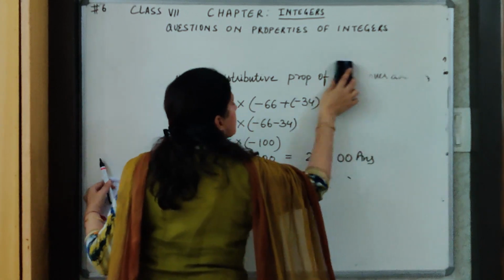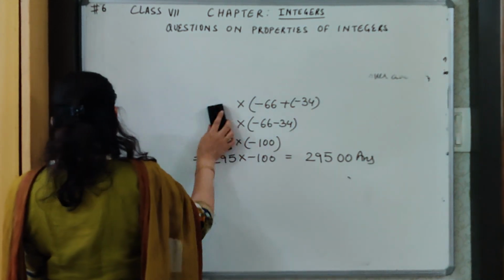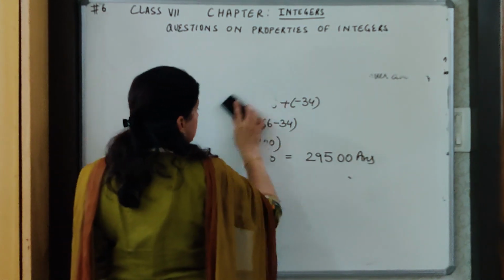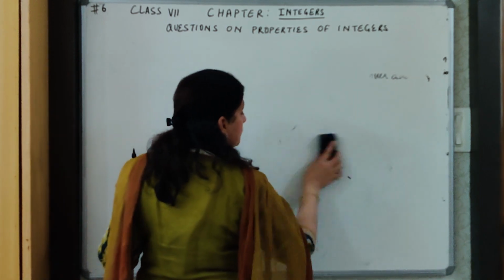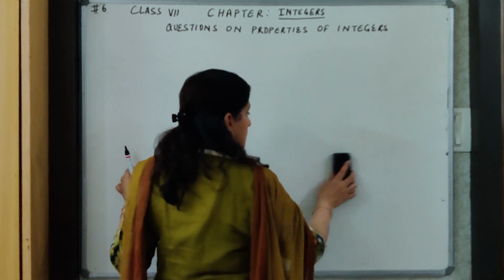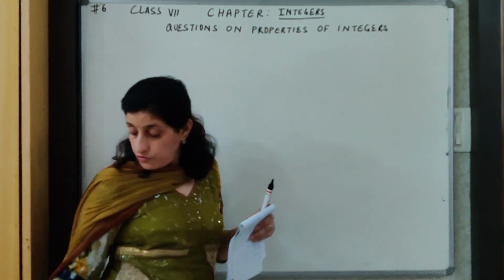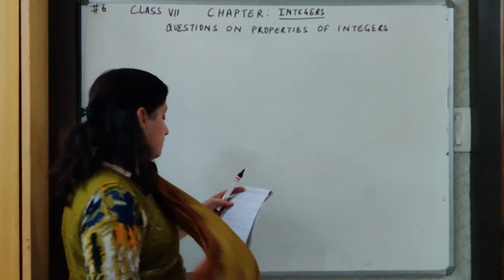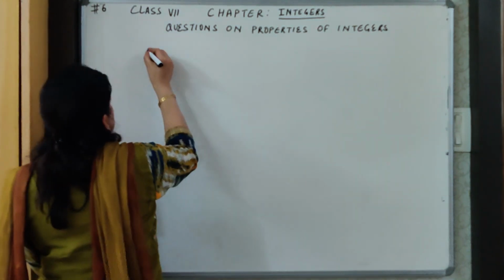So next we are doing the questions of additive inverse. You have done the property of identity. Now we have the additive inverse. First of all, what do we mean by additive inverse? So the next question we can take up.